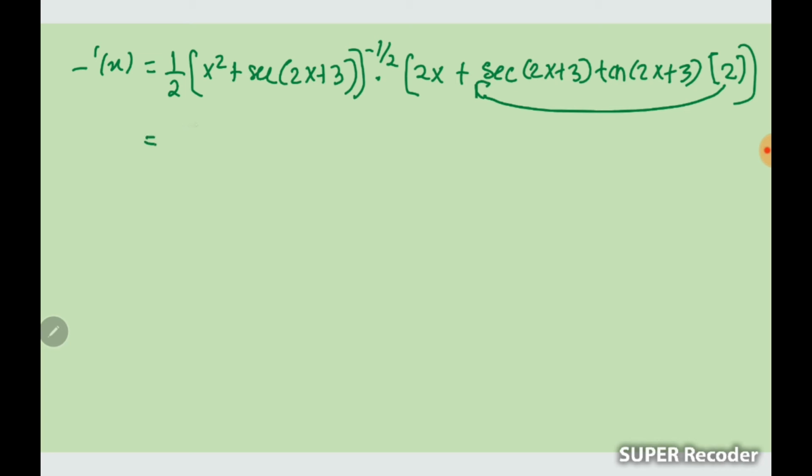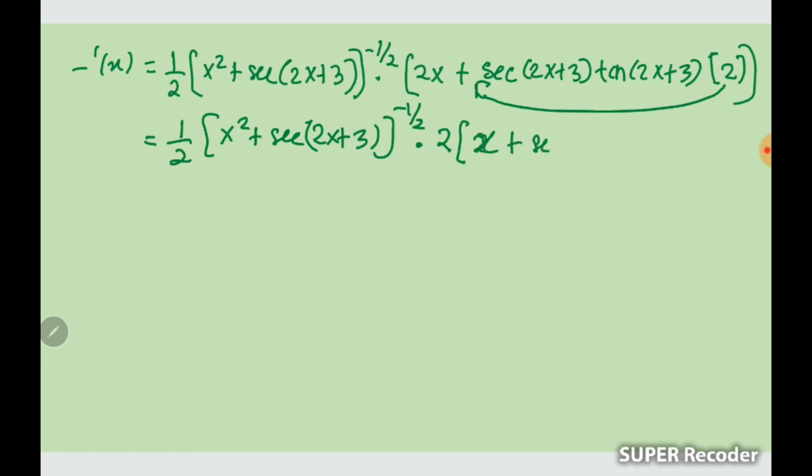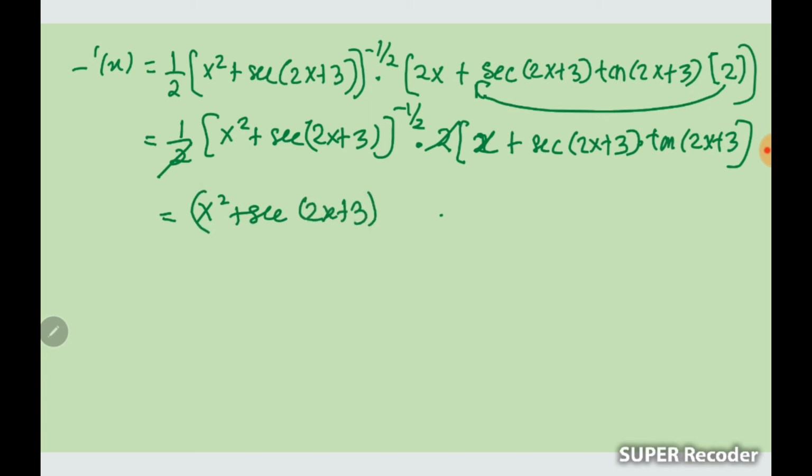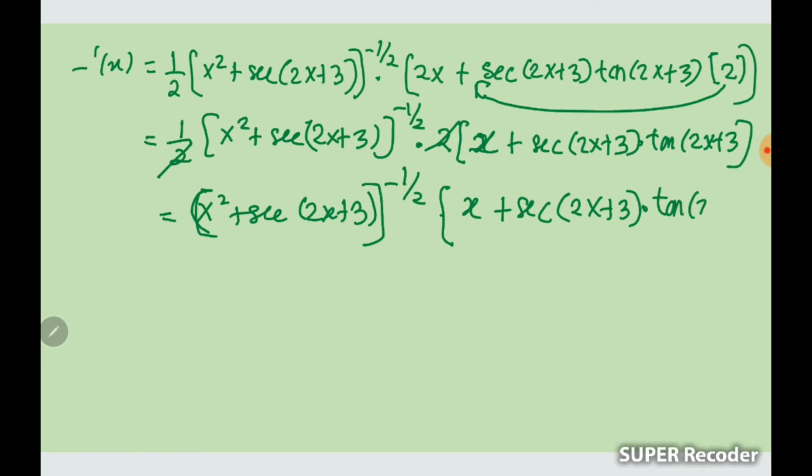So you will get 1 over 2 x squared plus secant 2x plus 3, close the bracket, to the power of negative 1 over 2 multiply with, I bring 2 in front, so the remaining term is x plus secant 2x plus 3 multiply with tangent 2x plus 3. Now we are going to cancel out 2 here. So the final answer is x squared plus secant 2x plus 3 to the power of negative 1 over 2, multiply with x plus secant 2x plus 3 multiply with tangent 2x plus 3.